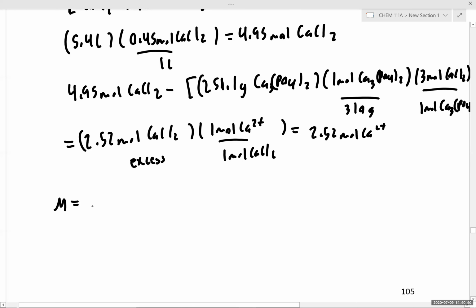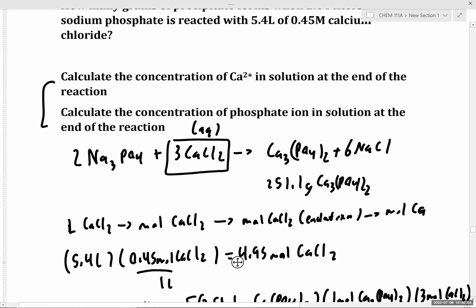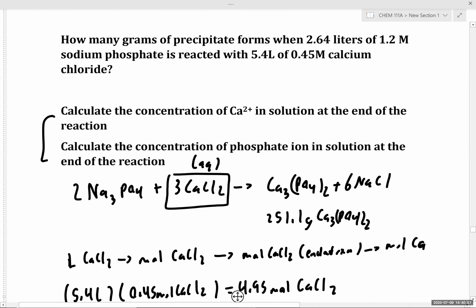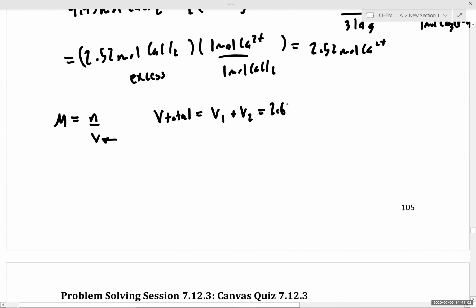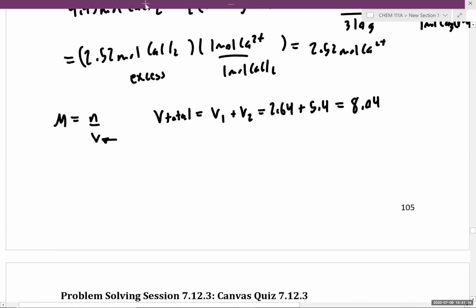So we know that we have 1 mole of calcium 2+ per every 1 mole of calcium chloride. So that gives us 2.52 moles of calcium 2+. Now if molarity is equal to moles over volume, we'll need to figure out the total volume. And the V total is just V1 plus V2. So looking at our problem, we're just going to add the volume of each solution, which is 2.64 and 5.4. So we have 2.64 plus 5.4. That in turn gives us a total volume of 8.04 liters.